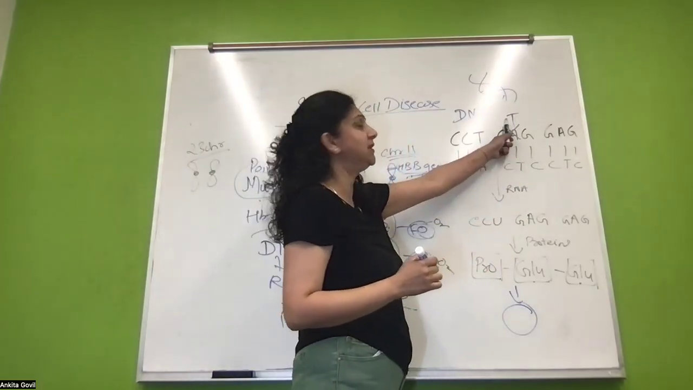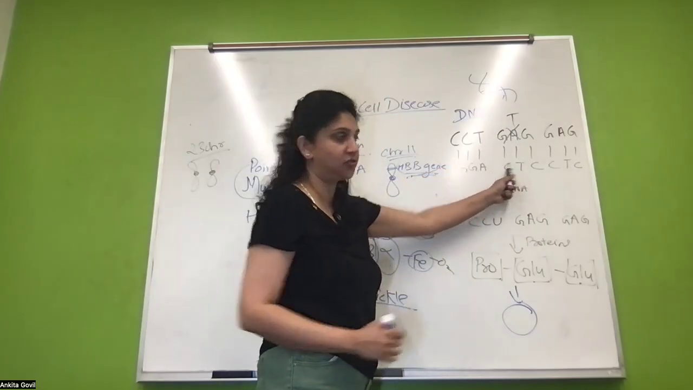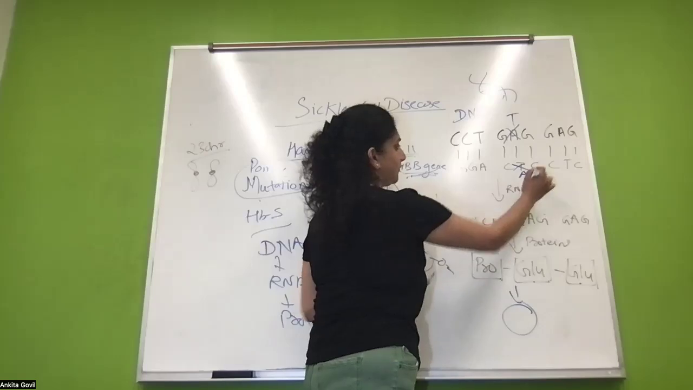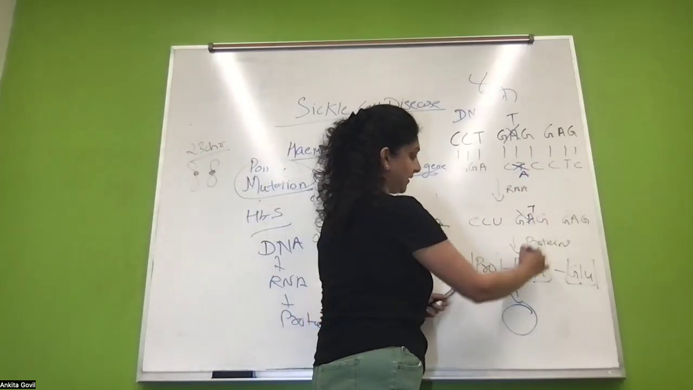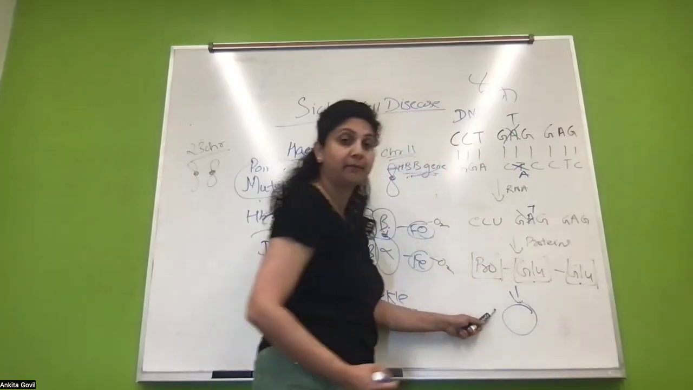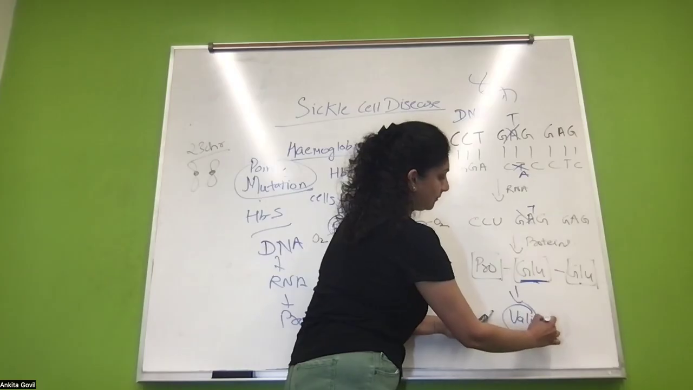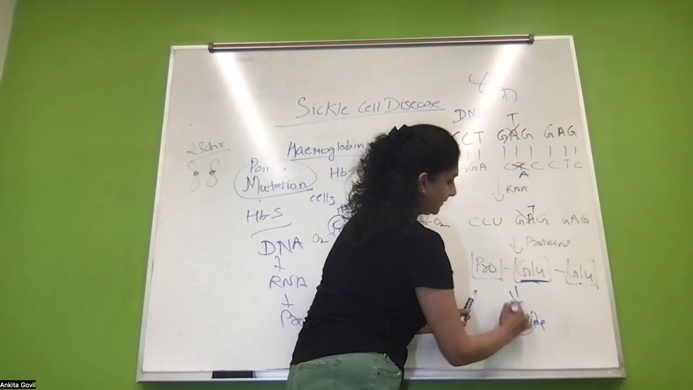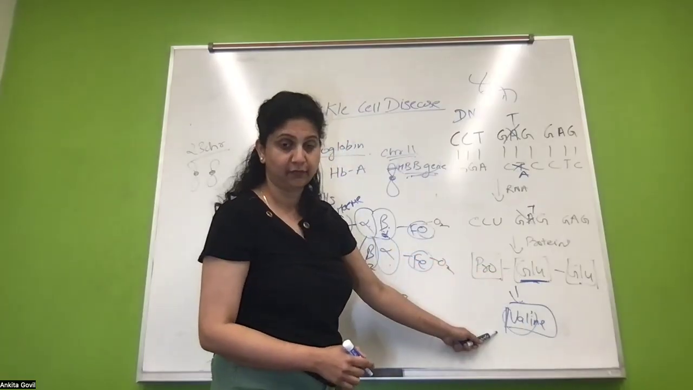So when there is a change in one nucleotide in one strand, there will be a complementary change in the other strand, as a result of which there will be a change in RNA, and due to this change in RNA, there will be a change in the protein. Now, instead of glutamate, valine will be formed. This is another amino acid. So instead of glutamate, valine is formed.